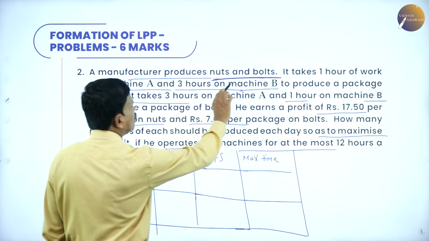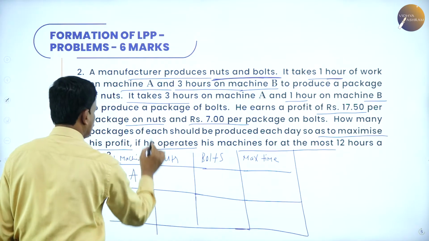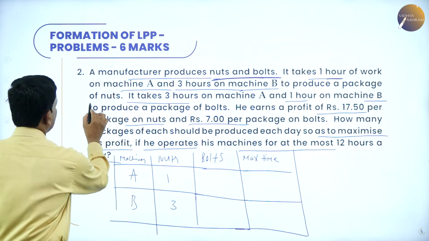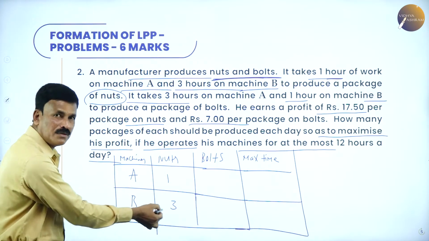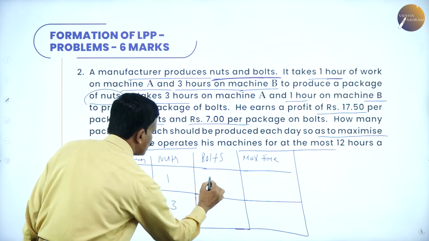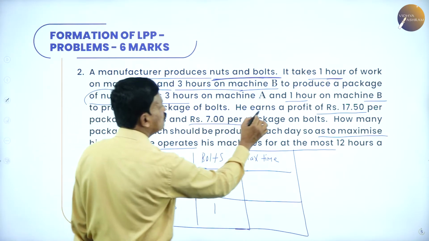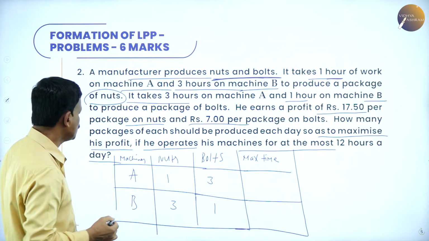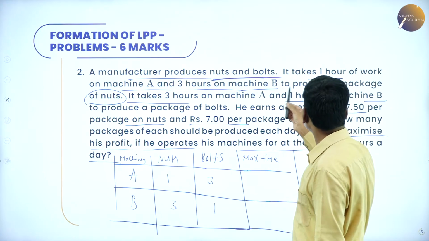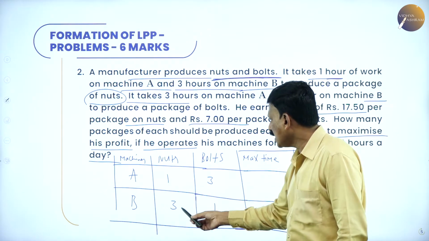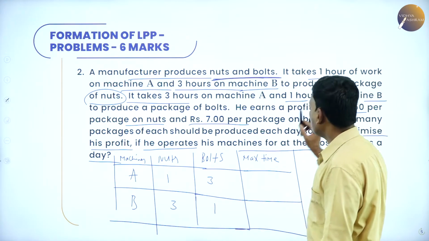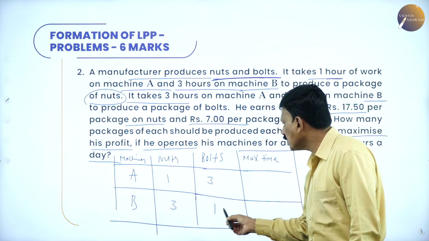A manufacturer produces nuts and bolts. It takes 1 hour of work on machine A and 3 hours on machine B to produce a package of nuts. To produce nuts, A will take 1 hour and B will take 3 hours. And to produce the second type, that is the bolt, it takes 3 hours on machine A and 1 hour on machine B.